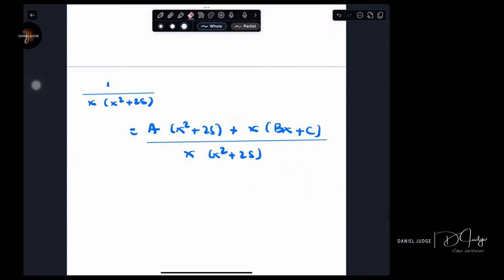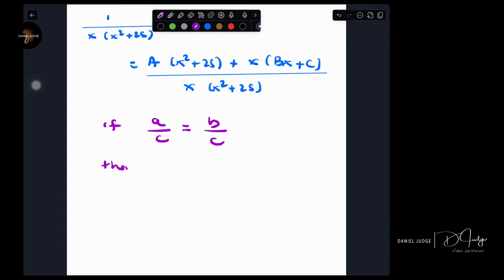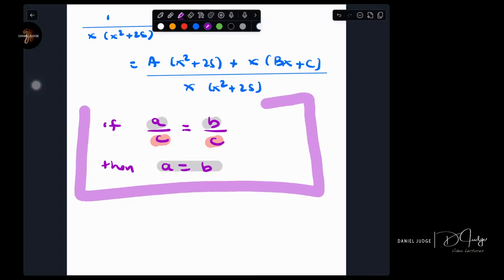So again, what we use here is a couple of things. Let's remember, we're going to use some logic again, that if you have a fraction, a over c equal to b over c, then that means a is b. What we're saying here is, if your denominator is both c here, and these fractions are equal, then the numerators are the same. So we're using that same logic that we've done for the other cases.